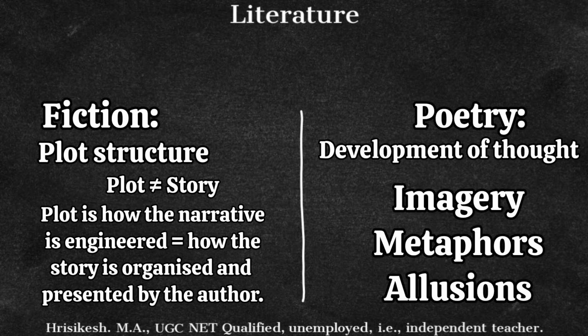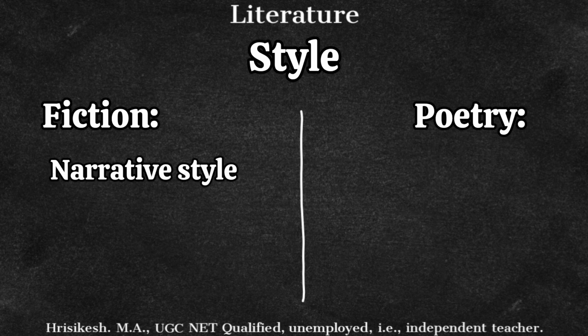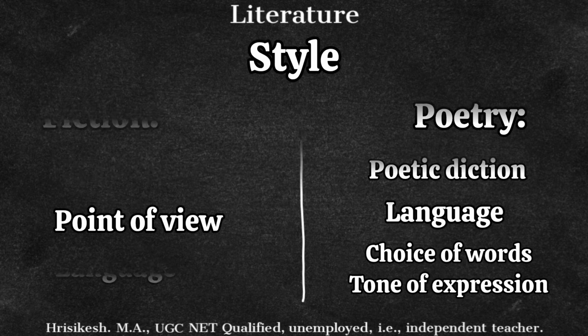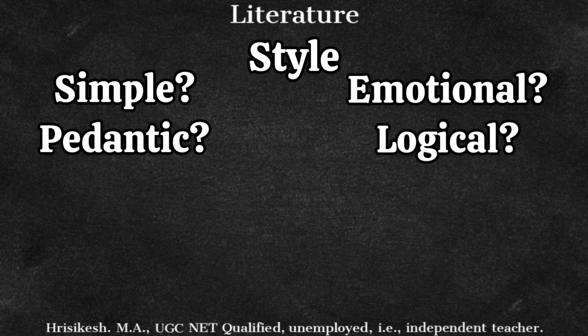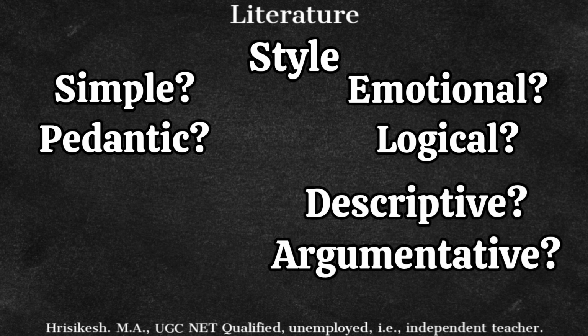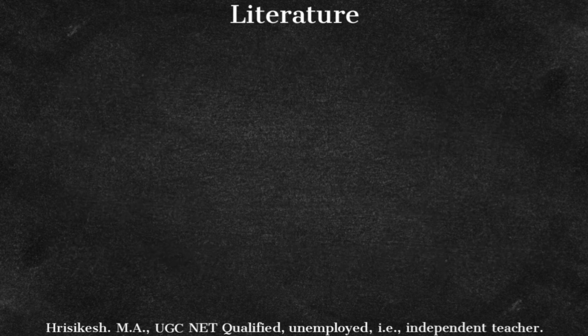in detail. Next, we move on to the style. In case of a narrative, we call it narrative style. In case of poetry, we call it poetic diction. Same thing, it's about the author's writing style. Here, we should write about the point of view, the language, the choice of words, the tone of expression, etc. Does the author use simple or pedantic words? Is the expression emotional or is it logical? Is the author prone towards descriptive writing or towards argumentative writing? Is the tone satiric? Is the text didactic? All these are to be thought of and mentioned accordingly.